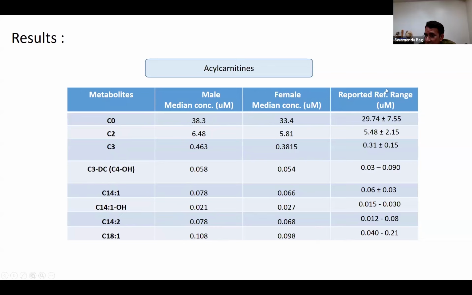I'm saying here that this reported reference range is not for the Indian population. We collected it from a literature survey in different locations and different habitats. These are the reference ranges. Because our samples are normal samples, we got a range somewhere near the reported reference range.